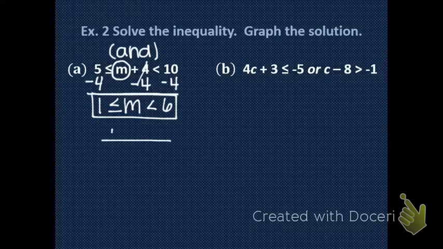So on the number line, what number goes to the left? 1. What number goes to the right? 6. The circle on 1 should be closed because it's or equal to, and the circle on 6 should be open because it's just less than. The arrow from 1 should be going what direction? Read from the middle. Read from the variable. M is greater than 1. So my arrow should be going to the right. From 6, m is less than 6, so my arrow should be going to the left, and they meet in the middle as they should.